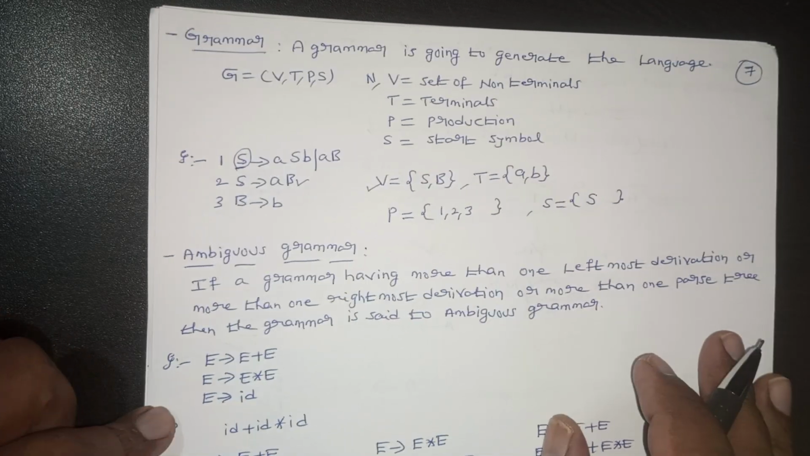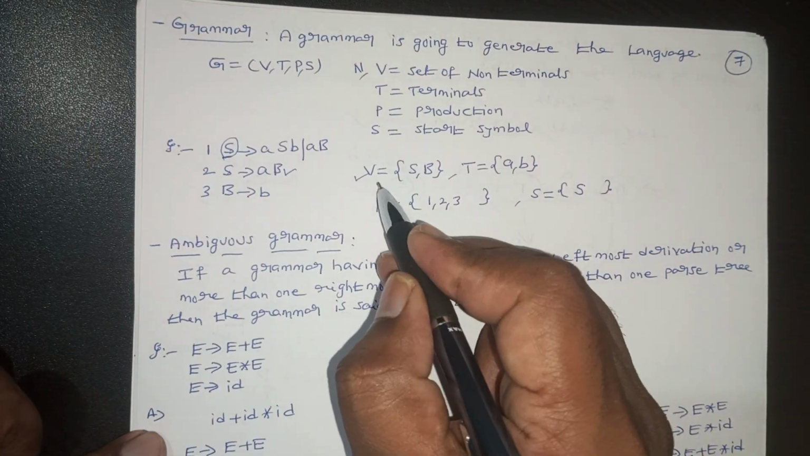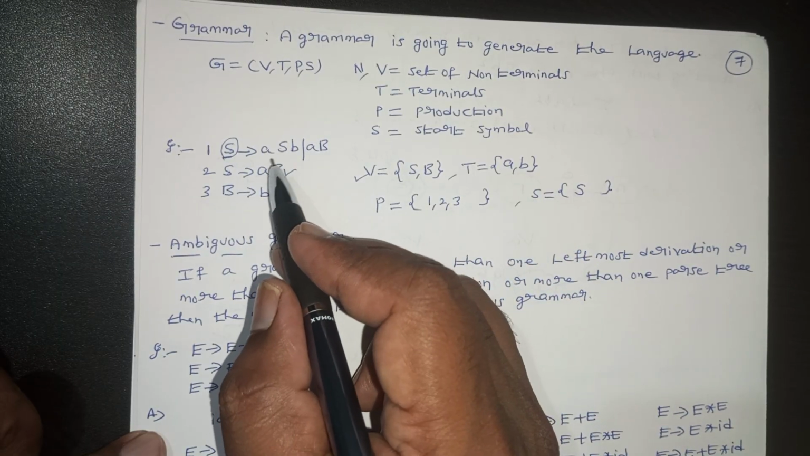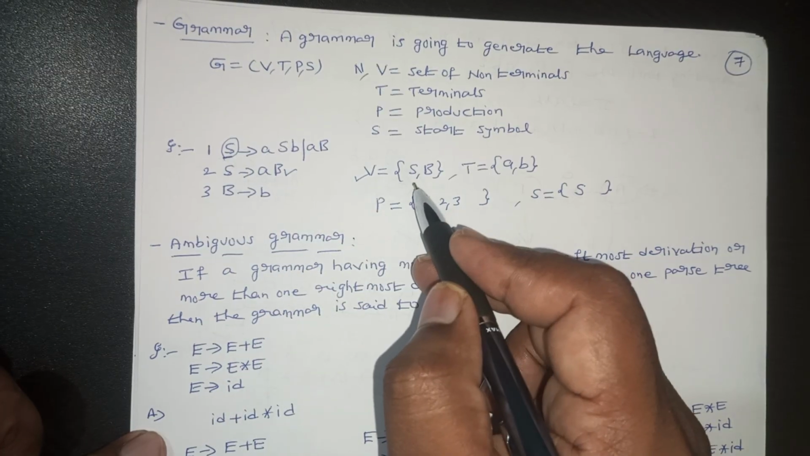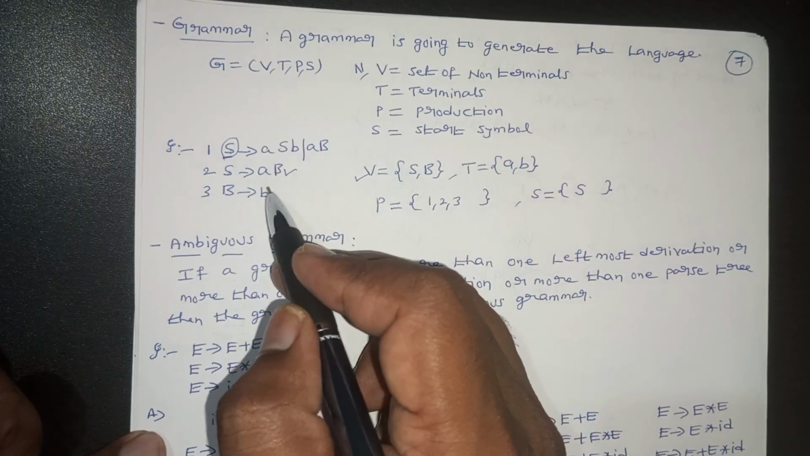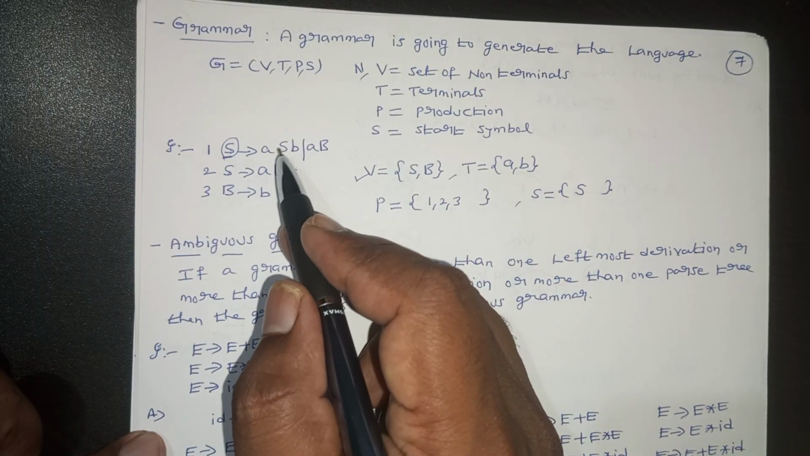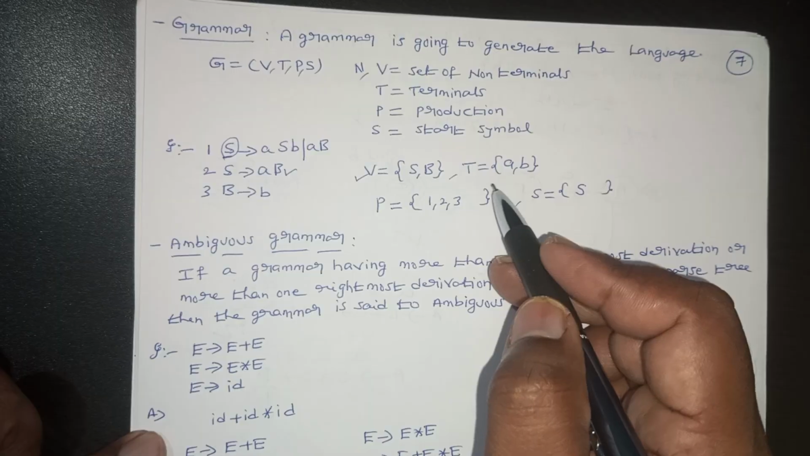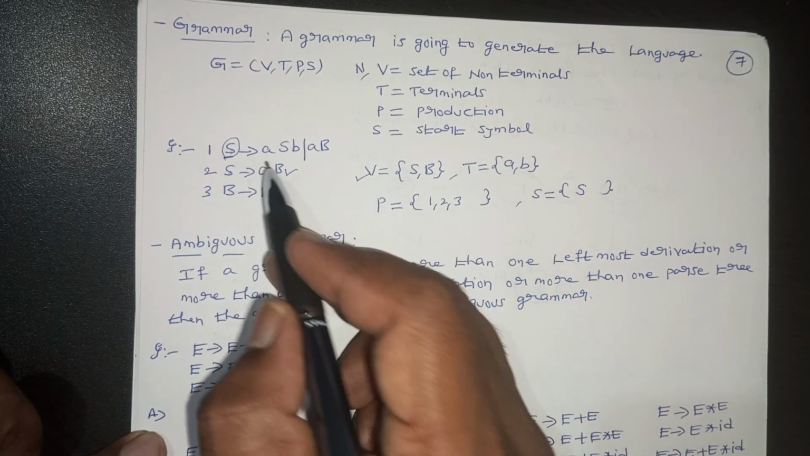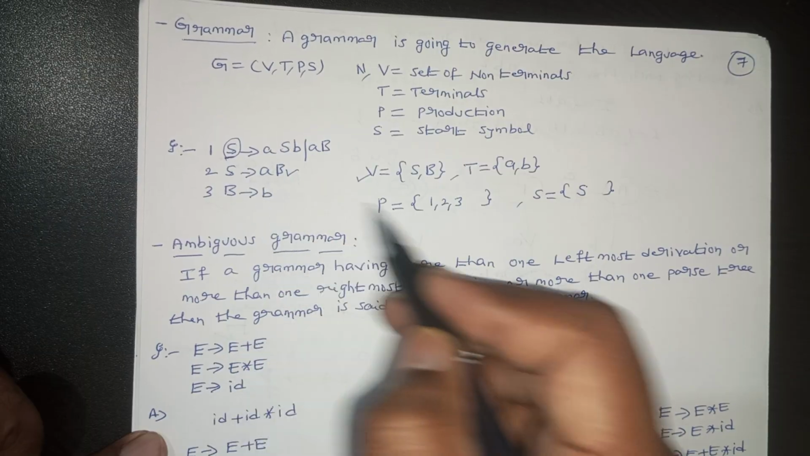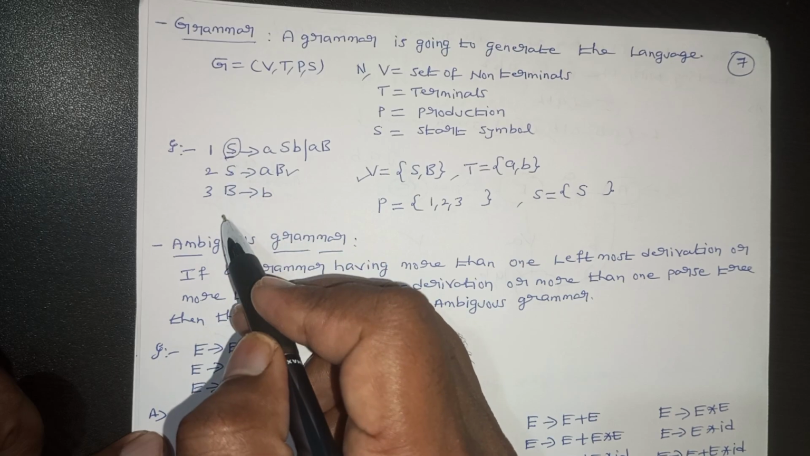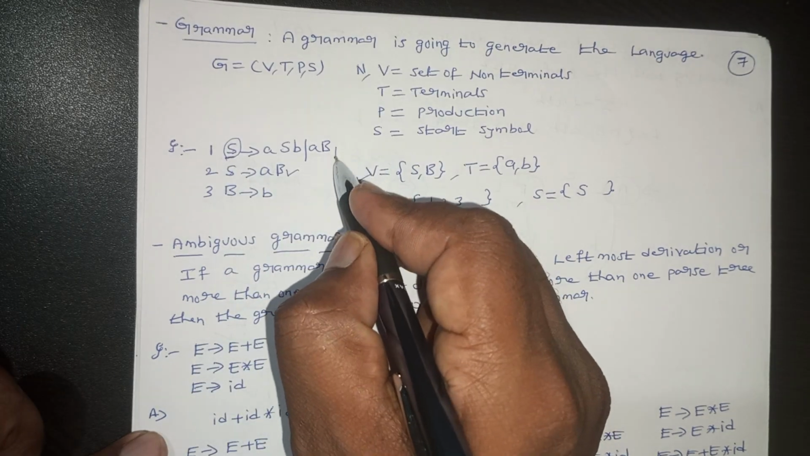So that is called V, T, P, S. What is the meaning of variables? All the capital letters in the grammar are called variables or non-terminals. T equals what? Small a comma small b in this grammar. Other than the capitals, all the remaining are terminals. What is P? Set of all the rules, nothing but rule 1, rule 2, rule 3. You write them here. And what is S? S is the start symbol, top to bottom like this. You have to move like this.